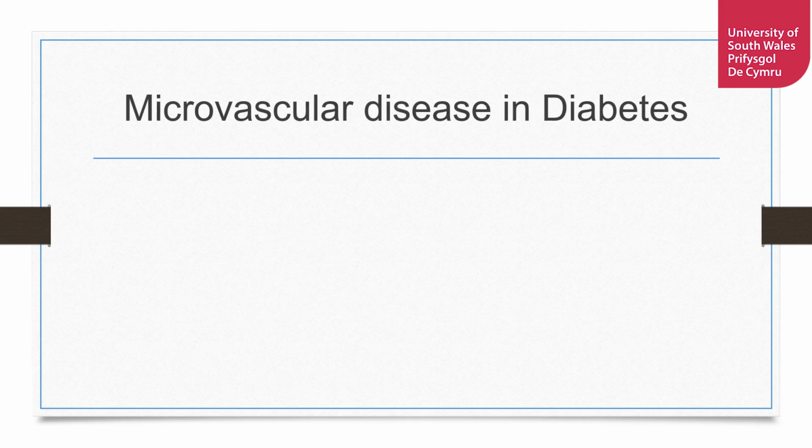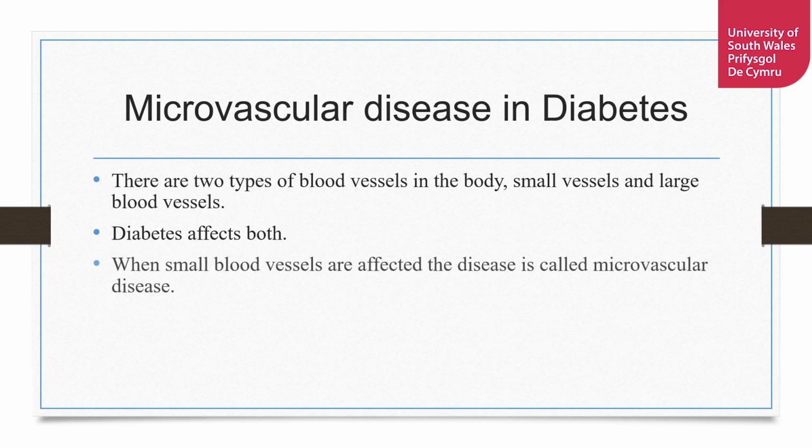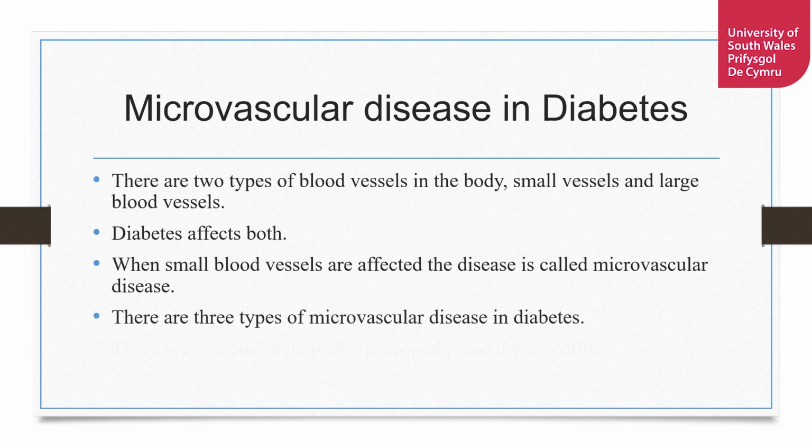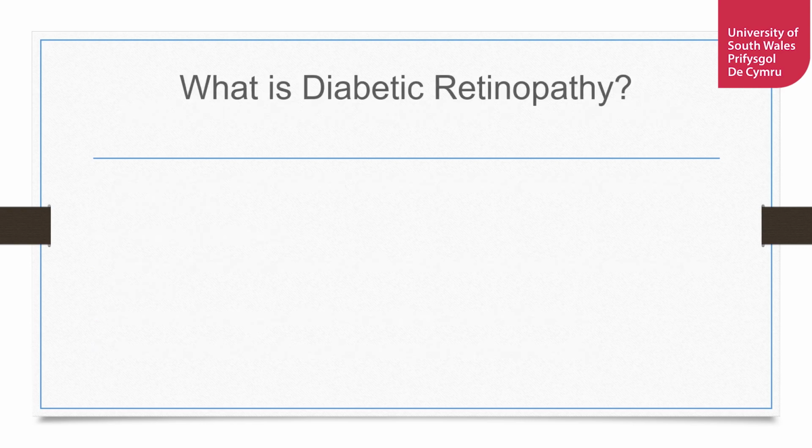Microvascular disease in diabetes. There are two types of blood vessels in the body: small and large blood vessels. When small blood vessels are affected, the disease is called microvascular disease. There are three types of microvascular disease in diabetes: diabetic retinopathy, diabetic neuropathy, and diabetic nephropathy.